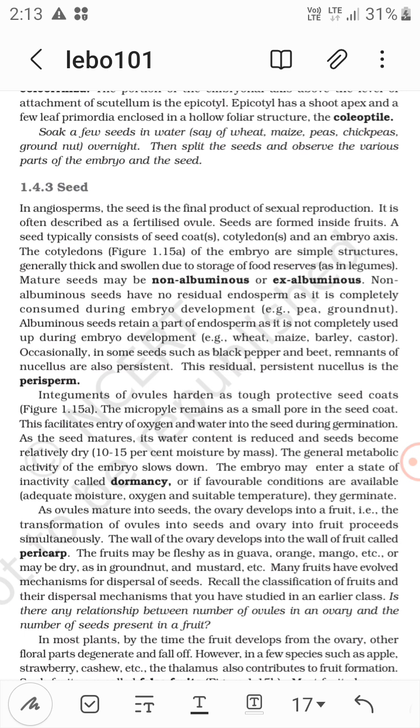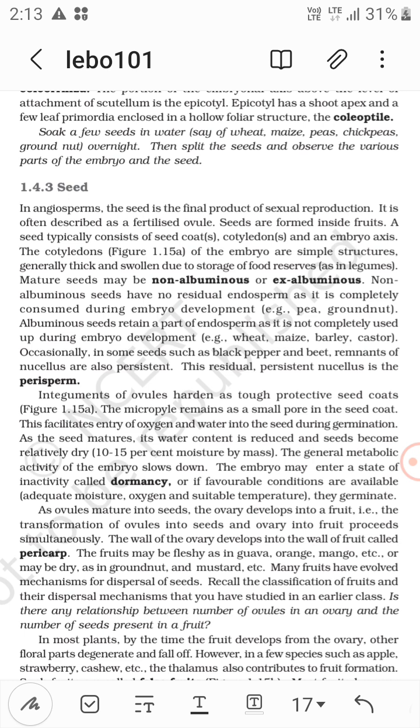The cotyledons of the embryo are simple structures, generally thick and swollen due to the storage of food reserves, as in legumes.